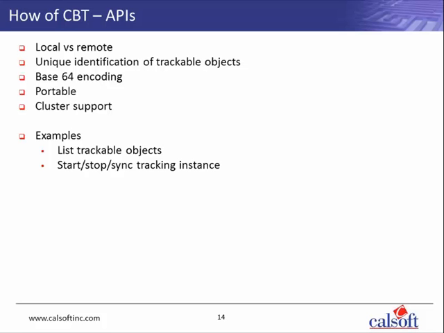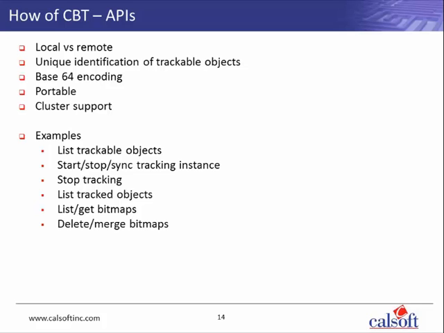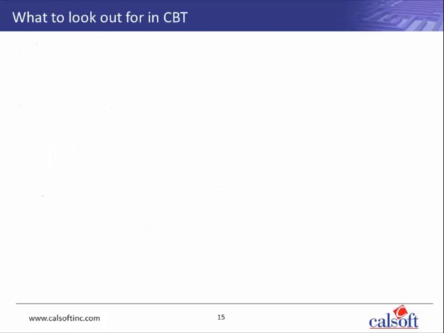Some examples of the change block tracking APIs are list trackable objects. You can either start tracking a particular object or stop tracking it. You can also force it to sync all the information that is there in the entry cache to the persistent record. You can stop tracking an entire object as compared to the partition that is present in it. You can list the currently tracked objects. You can also list and get the persistent records that are attributed to the storage object that is being tracked. You can also delete or merge the bitmaps. You can get some bookkeeping information.